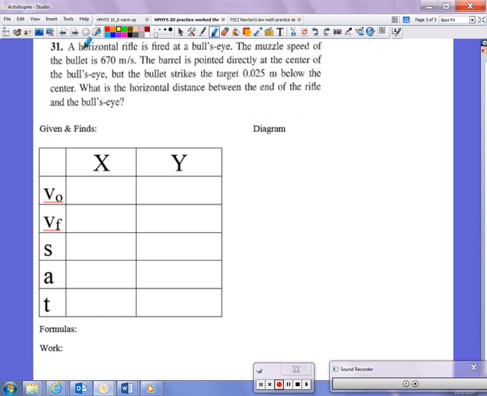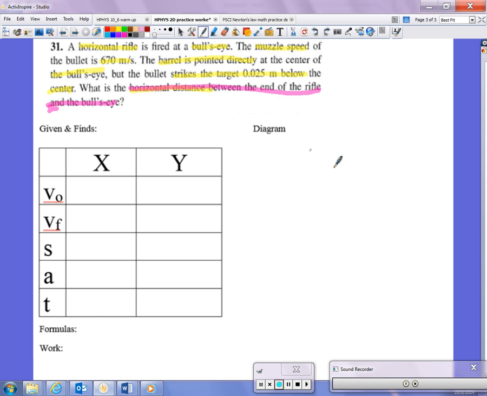So let's start reading. A horizontal rifle is fired at a bullseye. Muzzle speed of 670 meters per second. The barrel is pointed directly at the center of the bullseye, so this again reinforces that it's horizontal. And it strikes the target 0.025 meters below the center. So we've got a vertical displacement here. What is the horizontal distance between the end of the rifle and the bullseye?